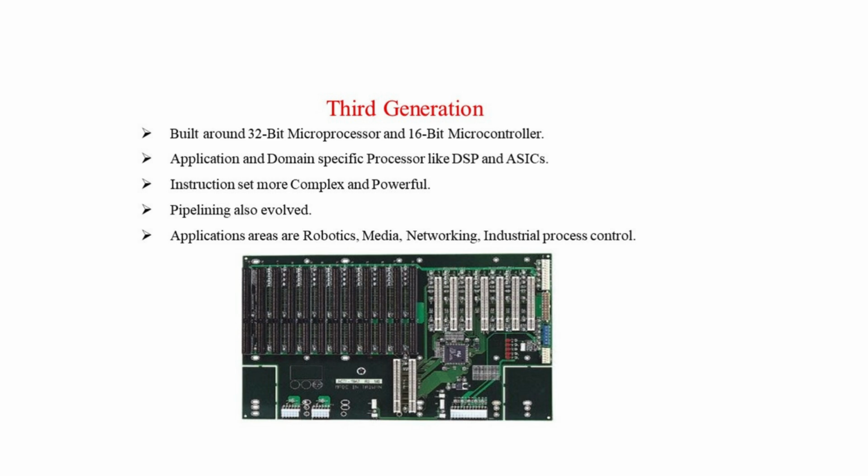So the minimum 3 stages are fetch, decode, execute. Any instruction has to be fetched first from the memory, and then it has to be decoded, and then it has to be executed. So this we call a 3-stage pipeline. We have 4-stage, 5-stage, 6-stage pipelining as well.